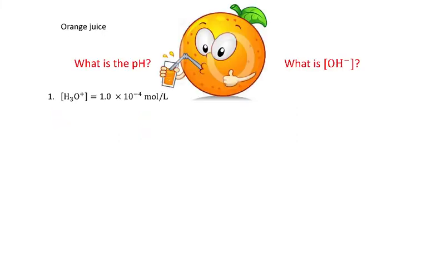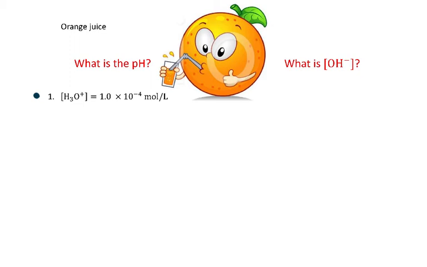All right, let's practice actually doing some calculation here. Let's look at orange juice and this cool orange giving a thumbs up. Drinking orange juice, I don't know how that works out. An orange drinking orange juice, is that okay? I don't know. Anyway, so let's say this is the H3O+ concentration, 1 times 10 to the negative 4 moles per liter. What is the pH?